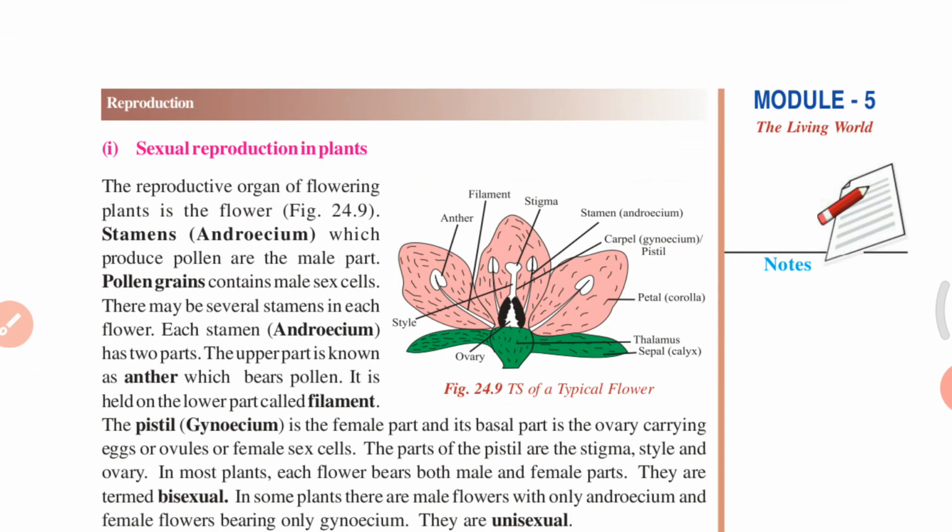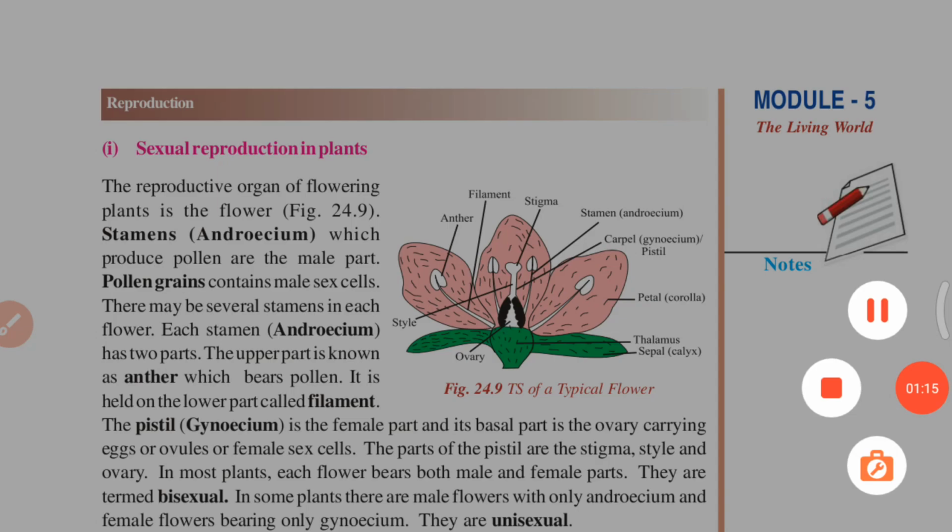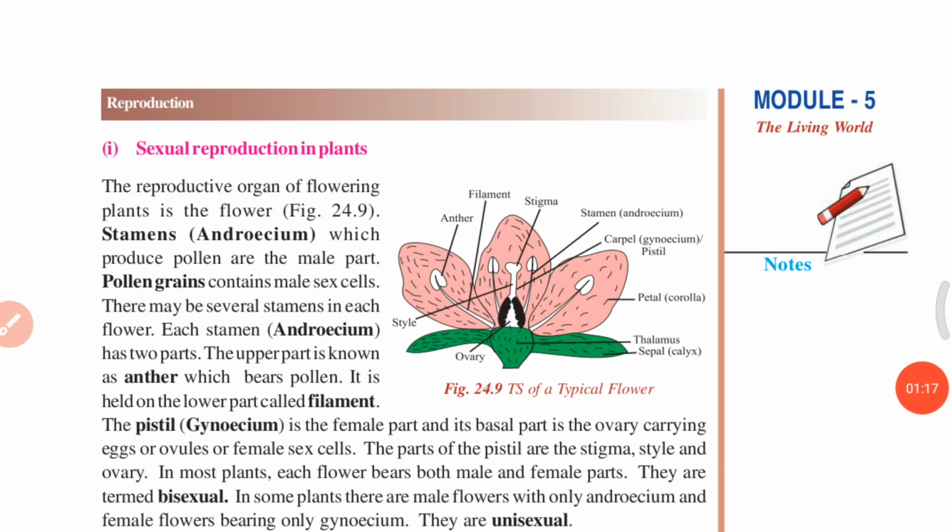We already discussed the vegetative parts of a plant. Stem, root, leaf, etc. are vegetative parts of a plant. Flower is the reproductive part of a plant.